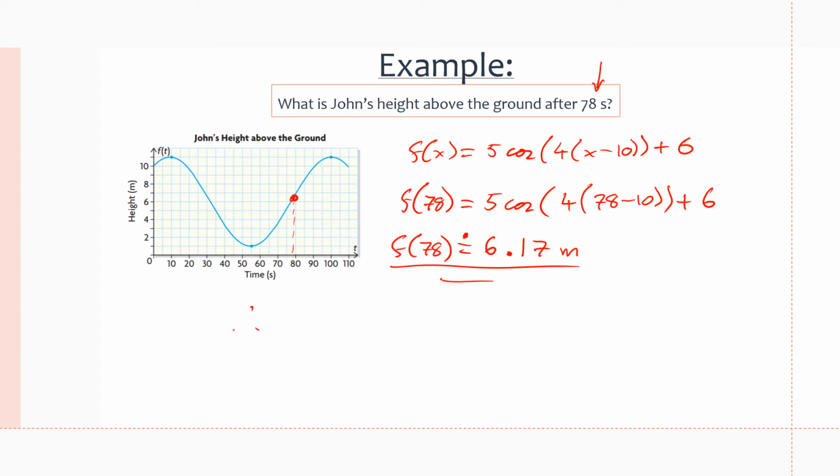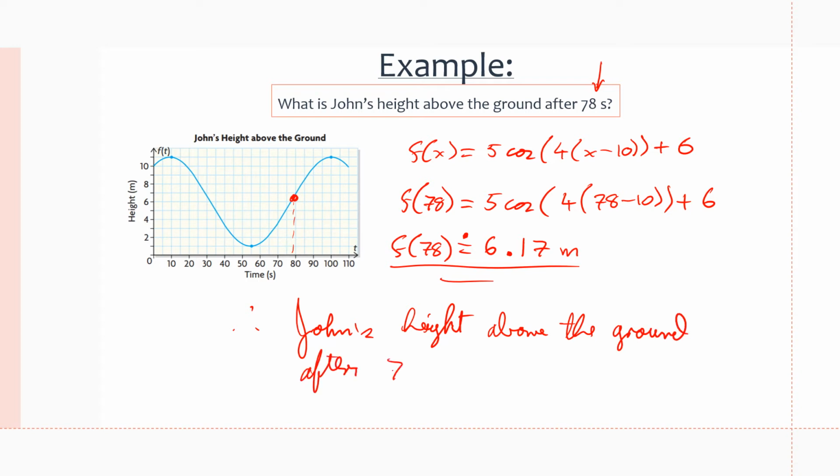Therefore, John's height above the ground after 78 seconds is 6.17 meters. And it makes sense because, again, we are in this range. If we look at the graph, we are in this range of between 6 and 7.